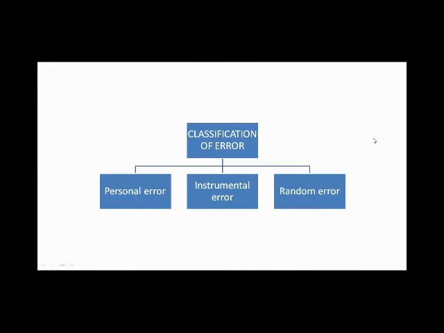Now, when we perform the experiment, we sometimes get some errors, so we can make a classification of the errors. There are three classifications of error. The first is the personal error, the second is the instrumental error, and the third is the random error. How many classifications of error are there? There are three: personal, instrumental, and random error.